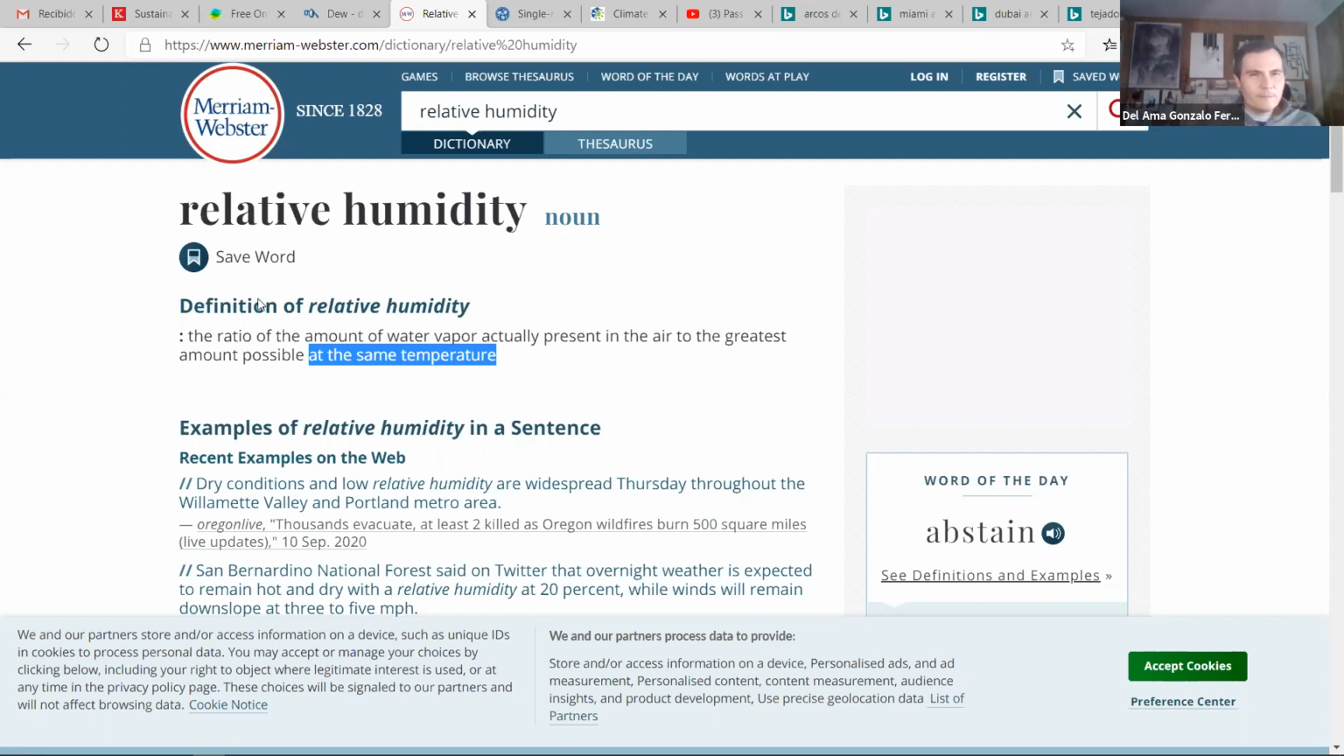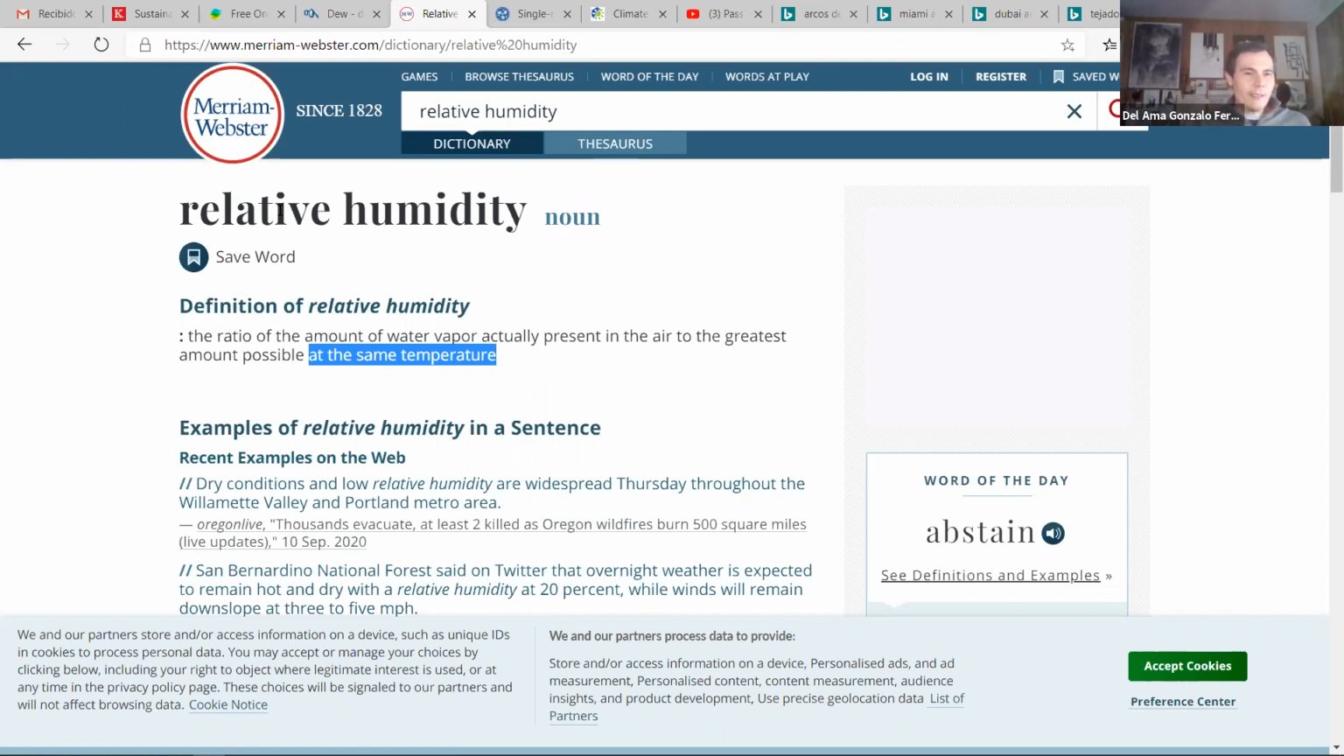Anyway, we are all familiar with this concept, and we can understand that if it's raining outside, the relative humidity will be very high because it's raining. And if we are in the desert without any rain, we have very low relative humidity. So it depends on the amount of water that we have outside.